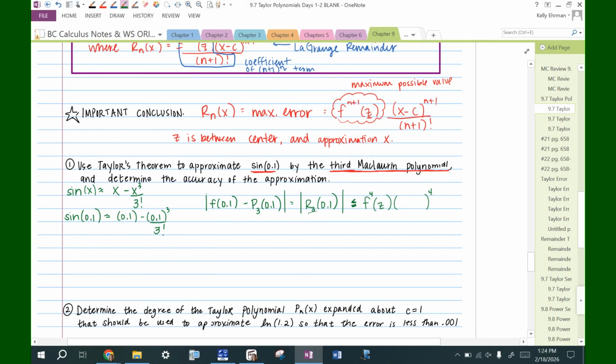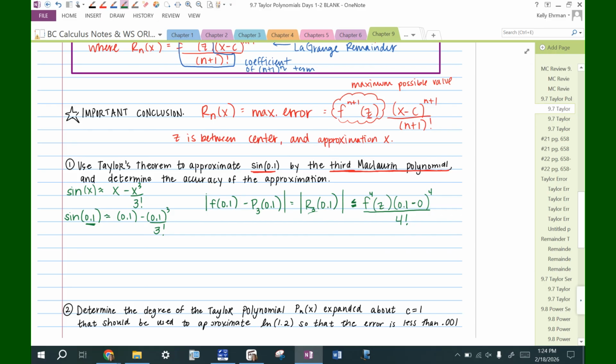We have numbers to plug in for x and c. X is the number we're trying to plug in, 0.1. And c is the center of the Maclaurin polynomial, which is 0. And then it's always over n plus 1 factorial, which in this case would be 4 factorial. So when they tell you which order polynomial to plug in, just like with alternating series, you have numbers for all this. So you don't have a bunch of n's everywhere.